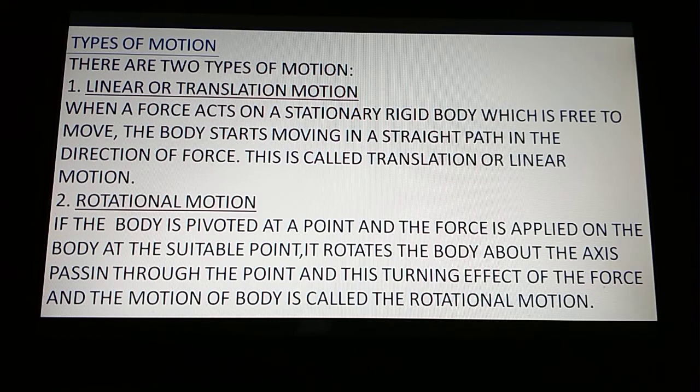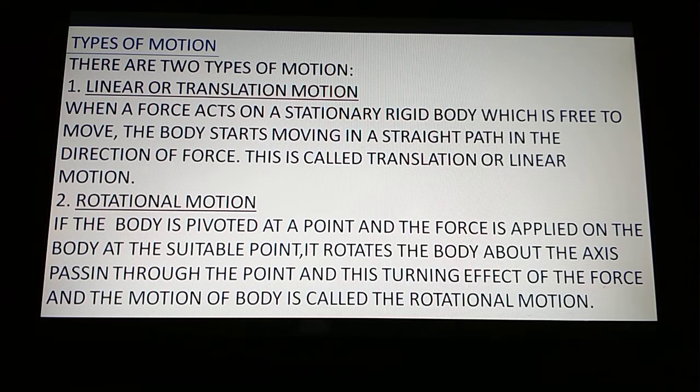When a force acts on a stationary rigid body which is free to move, the body starts moving in a straight path in the direction of force. This is called translation or linear motion. An example is a ball. If you kick the ball, the ball moves in the same direction in which you kick it. This is an example of linear or translation motion.